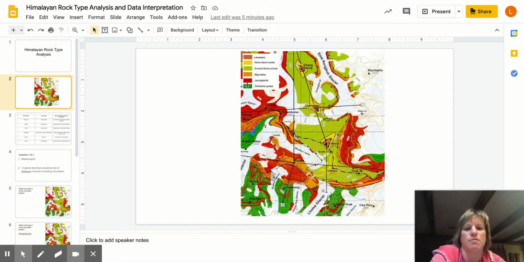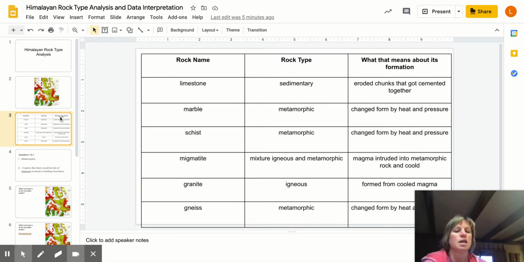So the first thing that I wanted you to do was look up and remember some things about the 6 rock types that make up Mount Everest. And so I simplified it a little bit. You can see that this granite is called leucogranite, and this is a yellow band marble, but the main rock type there is marble. So really check your work carefully here. Limestone, we know that is a sedimentary rock. You might have remembered that.